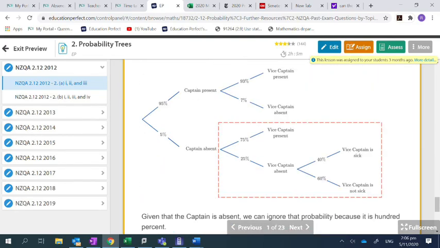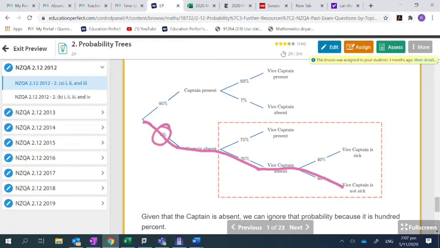Here we go. Captain is absent. The vice captain is also absent. So we get two more branches because we haven't talked about anything but attendance here. We're talking about both of them being absent and the vice captain is sick. Well, he's sick 40% of the time. He's not sick 60% of the time. So he's not sick. That means we want that branch at the bottom. So we have to go with captain absent, vice captain absent, vice captain not sick.